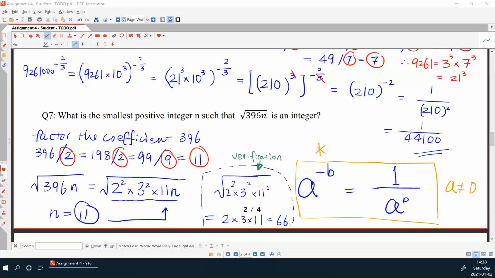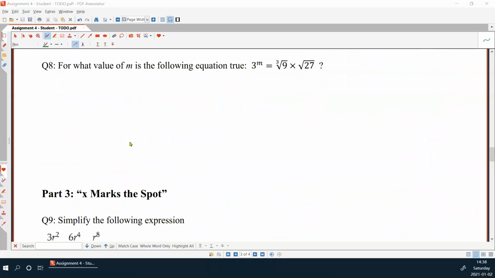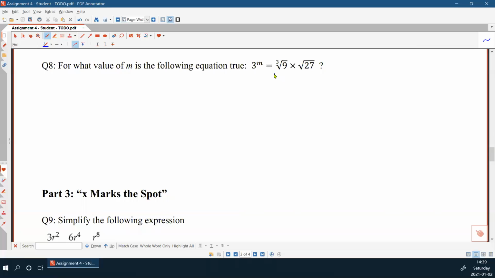Okay, if you have no questions, let's see the next one. Question 8. For what value of m is the following equation true? Okay, 3 to the m times equals to something. If we can transform this to 3 to something, that m should be equal to the number here, right? So let's see if we can transform the right-hand side to anything.